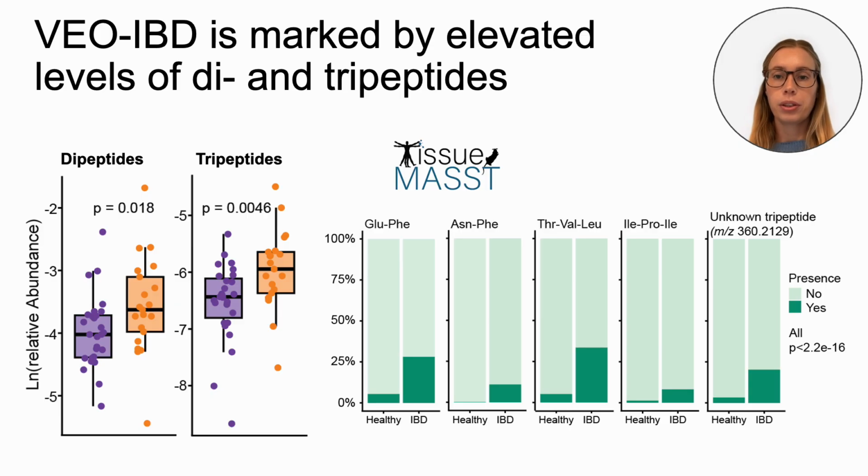And if we look at the figure, we can see that all the 5 peptides that we searched were detected more frequently in fecal samples from individuals with IBD than in healthy individuals. And this suggests the possibility that maybe certain dipeptides can serve as biomarkers for disease activity or severity in IBD.